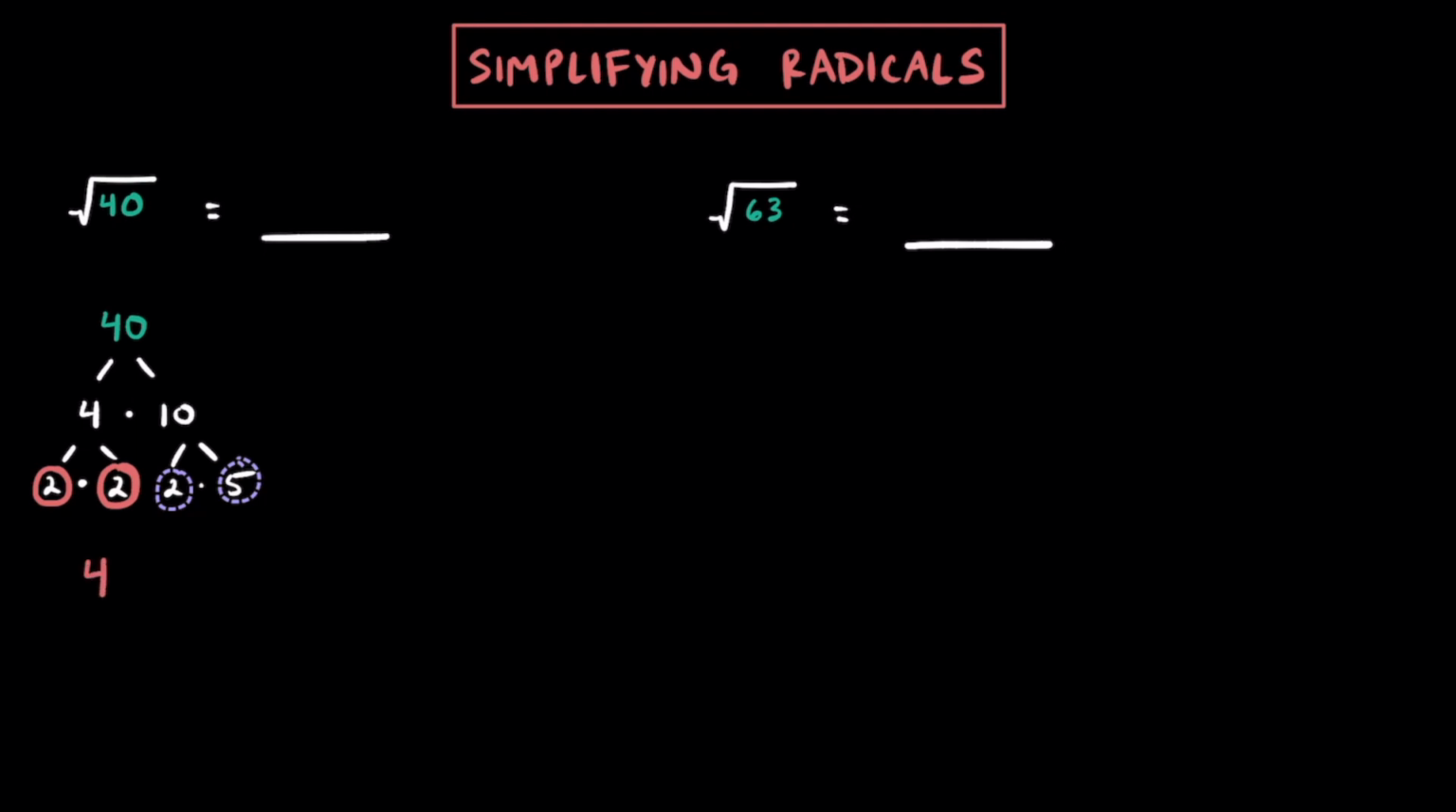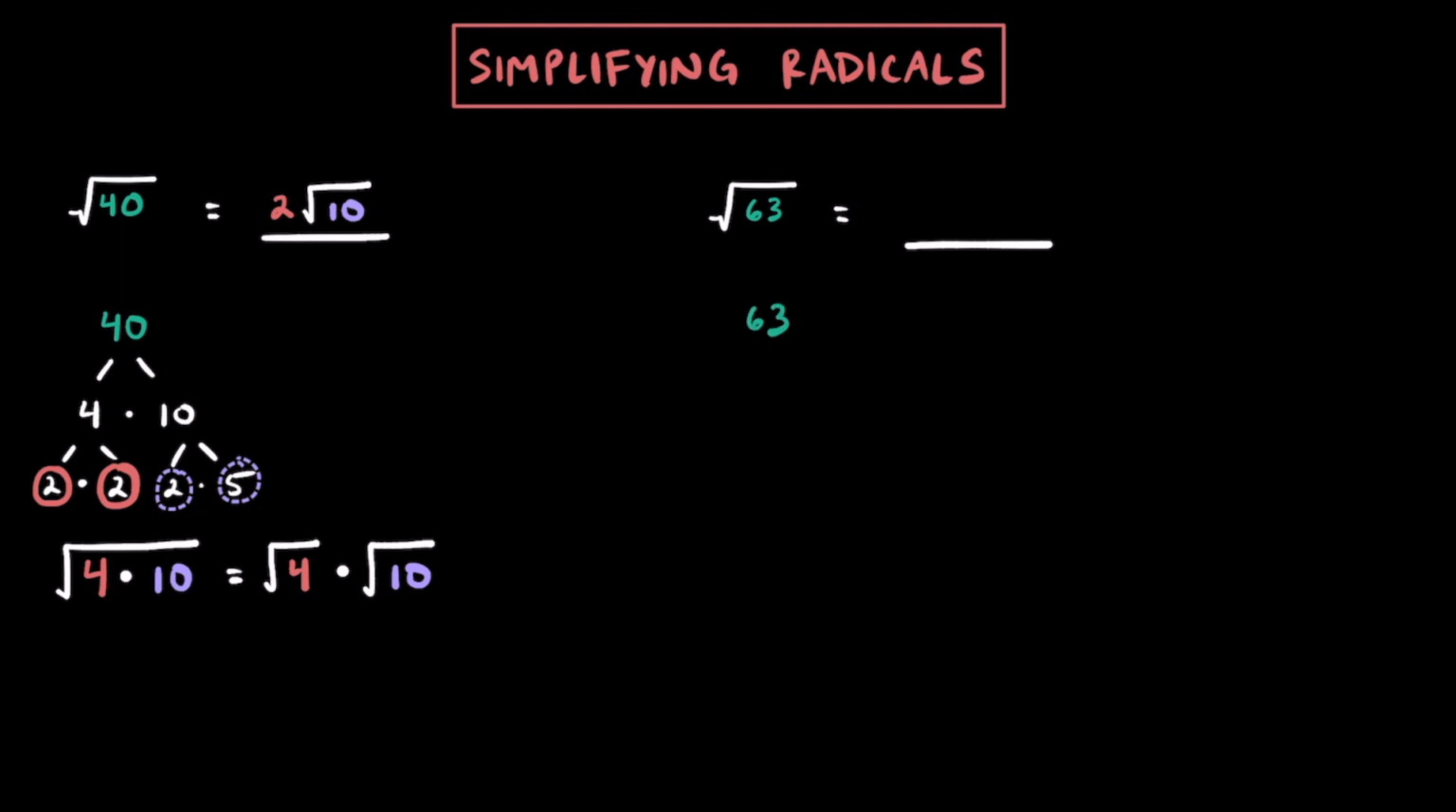Seeing as we have a pair of 2's, multiplying those together we get 4, and then the 2 and the 5 that don't pair up can multiply together to get 10. Pairing up the two 2's together we get 4, and pairing up the leftover numbers we get 10. Given that 4 is a perfect square and the square root of 4 is equal to 2, we can simplify this radical as 2 times the square root of 10, or 2 root 10. Since the only factors of 10 are 2 and 5 and neither of them are perfect squares, you can't simplify the square root of 10.